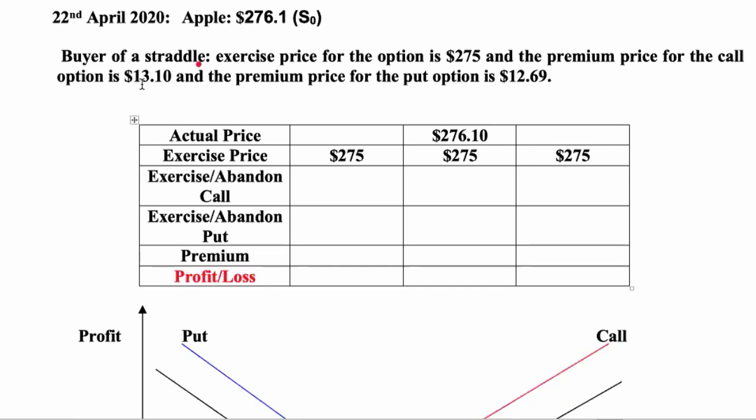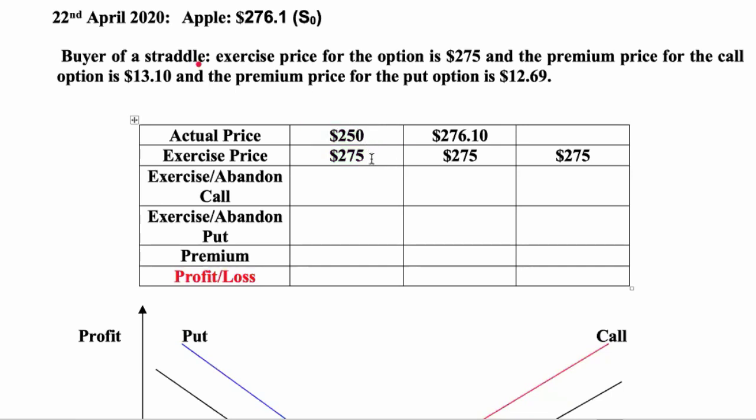And look at the premium. The premium for the call and the premium for the put combined is going to cost me $25.79. So let's look at it: if you put in the 250 here, you're going to gain on the put.